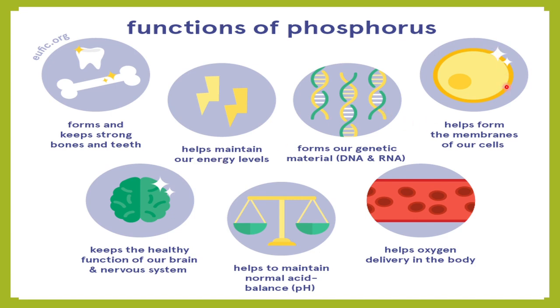It helps to form the membrane of our cells, that is, the phospholipids. It helps to keep the functions of the brain and the nerves healthy, so that the integrity of the synapses is maintained and there is healthy functioning of our nervous system. It also helps to maintain the normal acid base balance and it helps in delivery of oxygen.